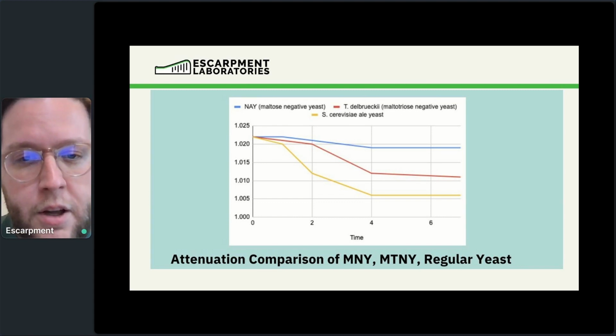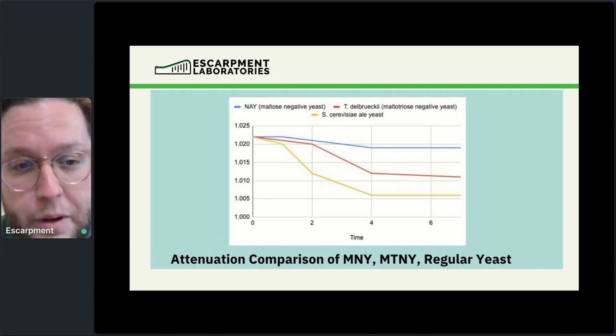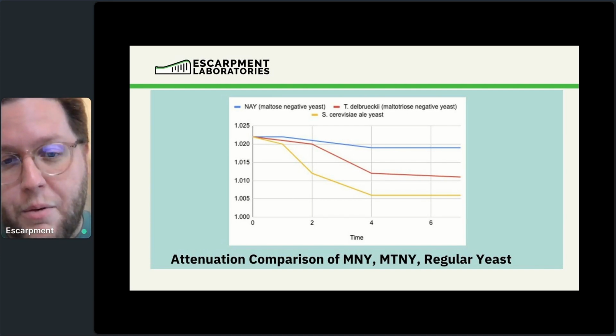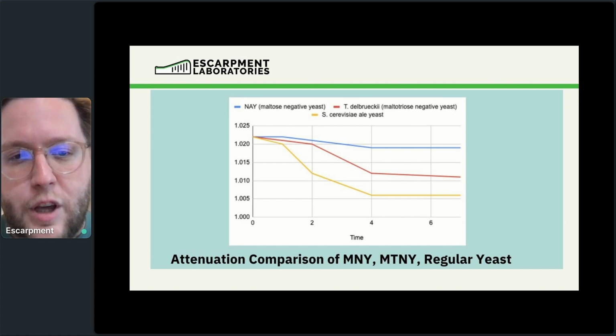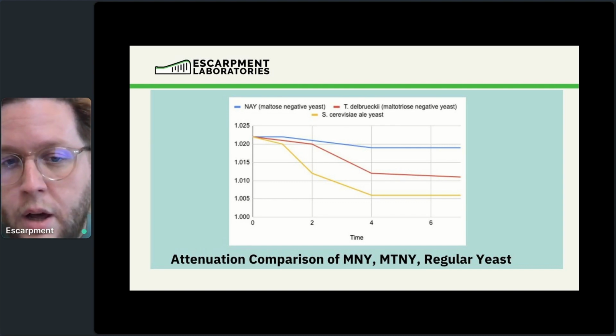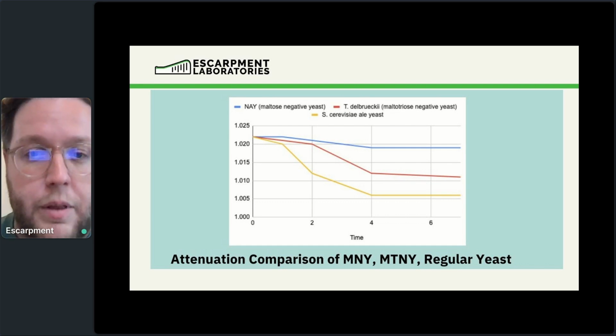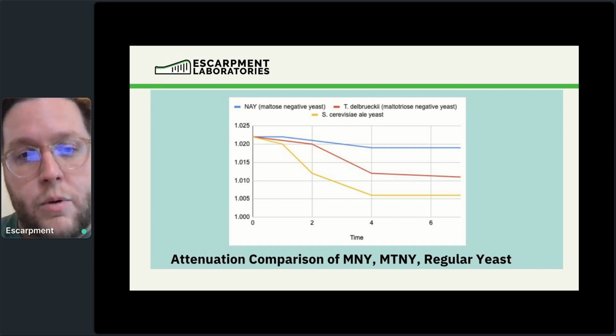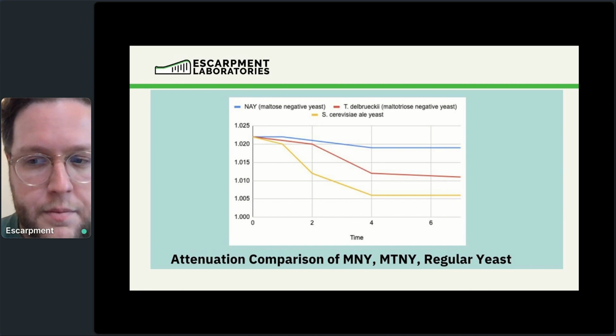If we wanted to make a non-alcoholic beer with that Saccharomyces cerevisiae, we would have had to do our arrested fermentation at about day 1, right? Just to keep in mind. And same thing with the Torulaspora, that would have gone too far. That beer would be a little bit high in alcohol. So you'd have to look at a different approach to making a fully non-alcoholic beer with that strain. Whereas the NAY, no problem.